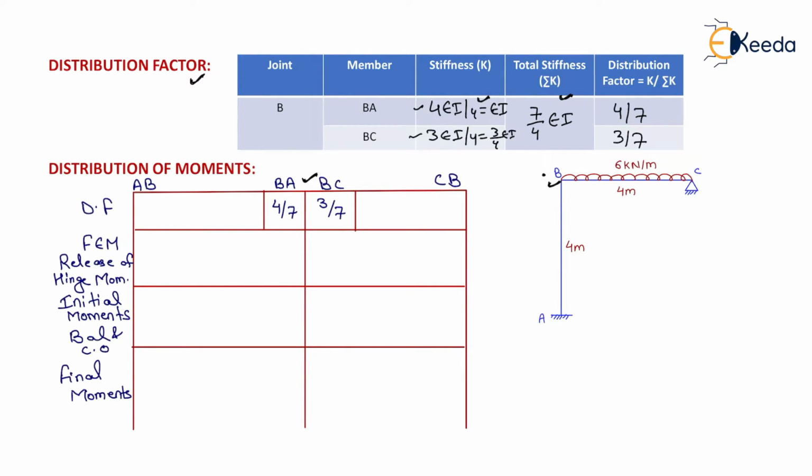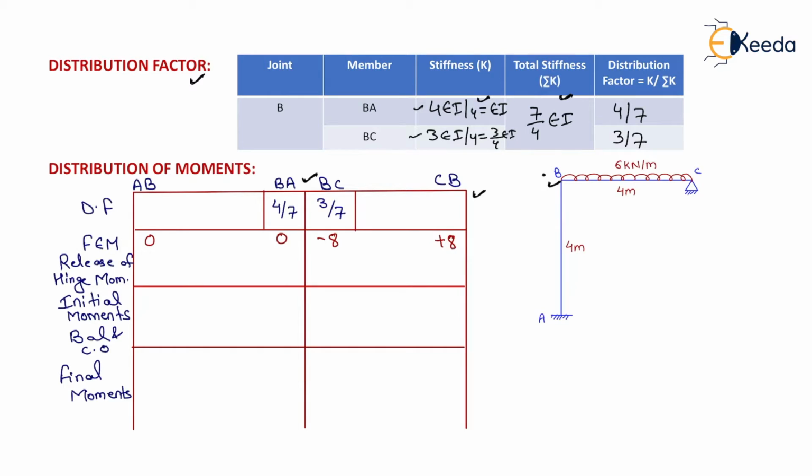Now we need to distribute this moment, for which we need a table of distribution of moment. So the first row is the distribution factor, which we have already written, that is 4 by 7 and 3 by 7. Now we need to write here the fixed end moment, which we have already calculated: 0 for AB, 0 for BA. For BC it will be equal to minus 8 and for CB it will be equal to plus 8.